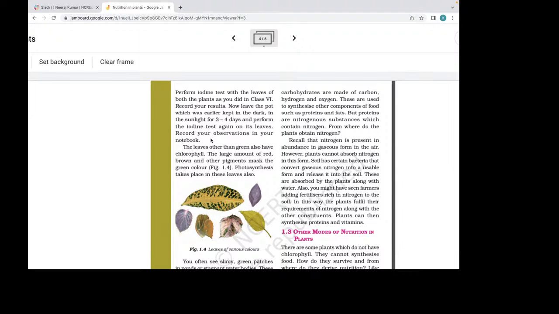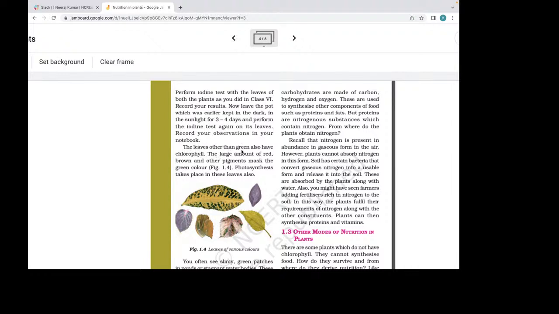अब आपने पहले उस पर आयोडीन टेस्ट कर लिया जब आपने उसको 3 दिन जहाँ एक डार्क रूम में रखा था जहाँ पर कोई सनलाइट नहीं थी. Then you can keep it in sunlight for 3 to 4 days, and then again you can perform the iodine test, and then you can record your observations in your notebook.